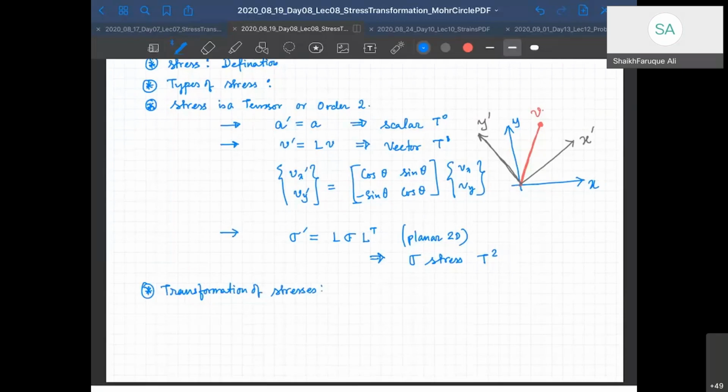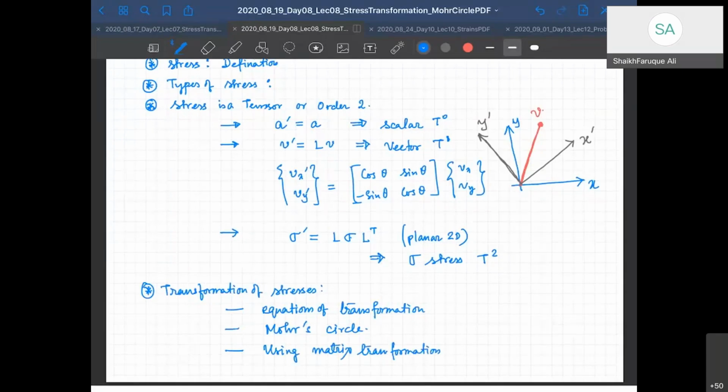We learned it with a formula, algebraic equations, trigonometric equations. So the formula gives the equations of transformation. And then we learned using the Mohr circle. And just now we learned another one, using matrix transformation.